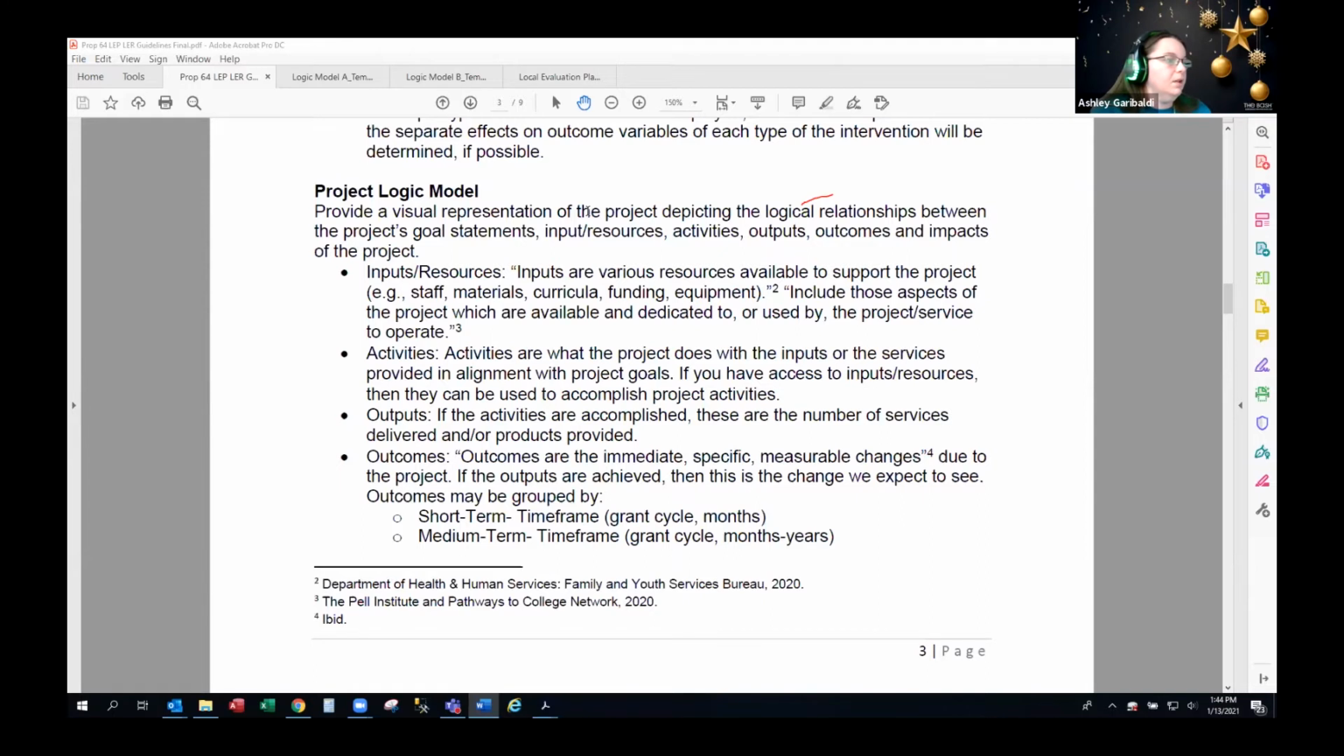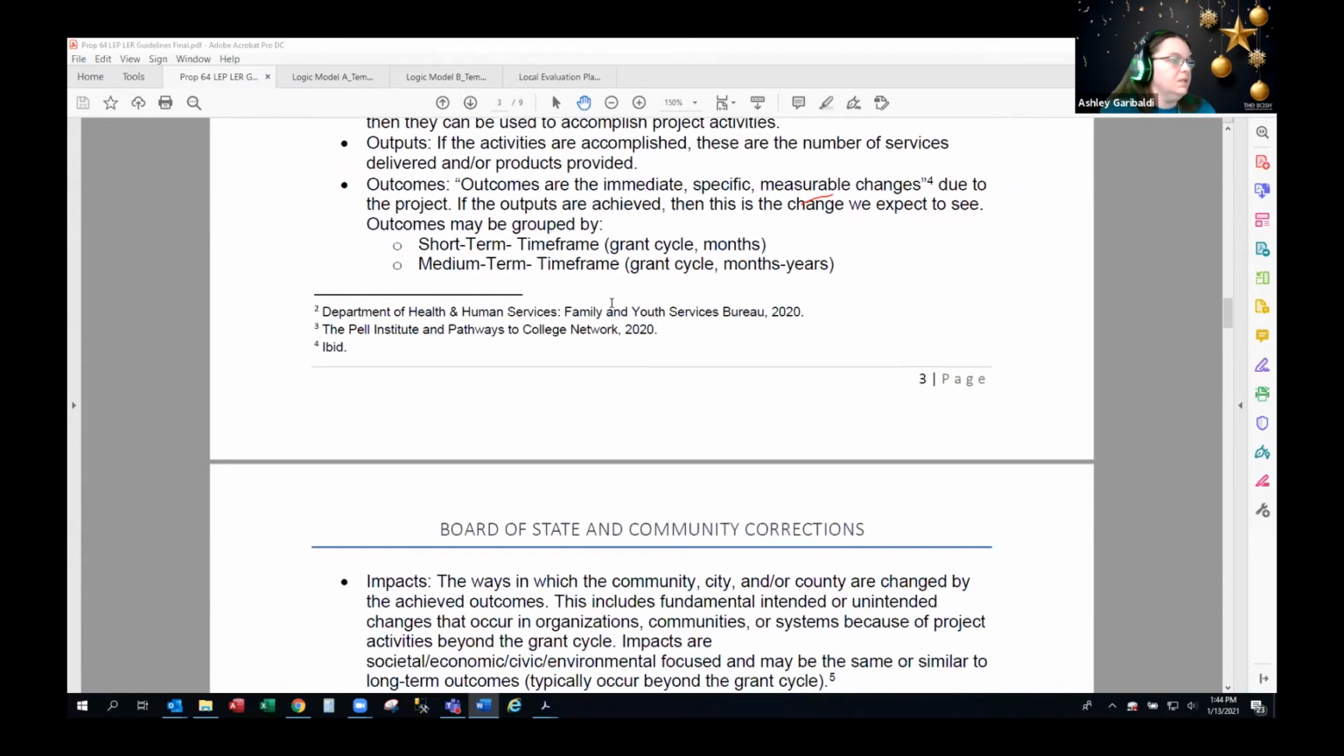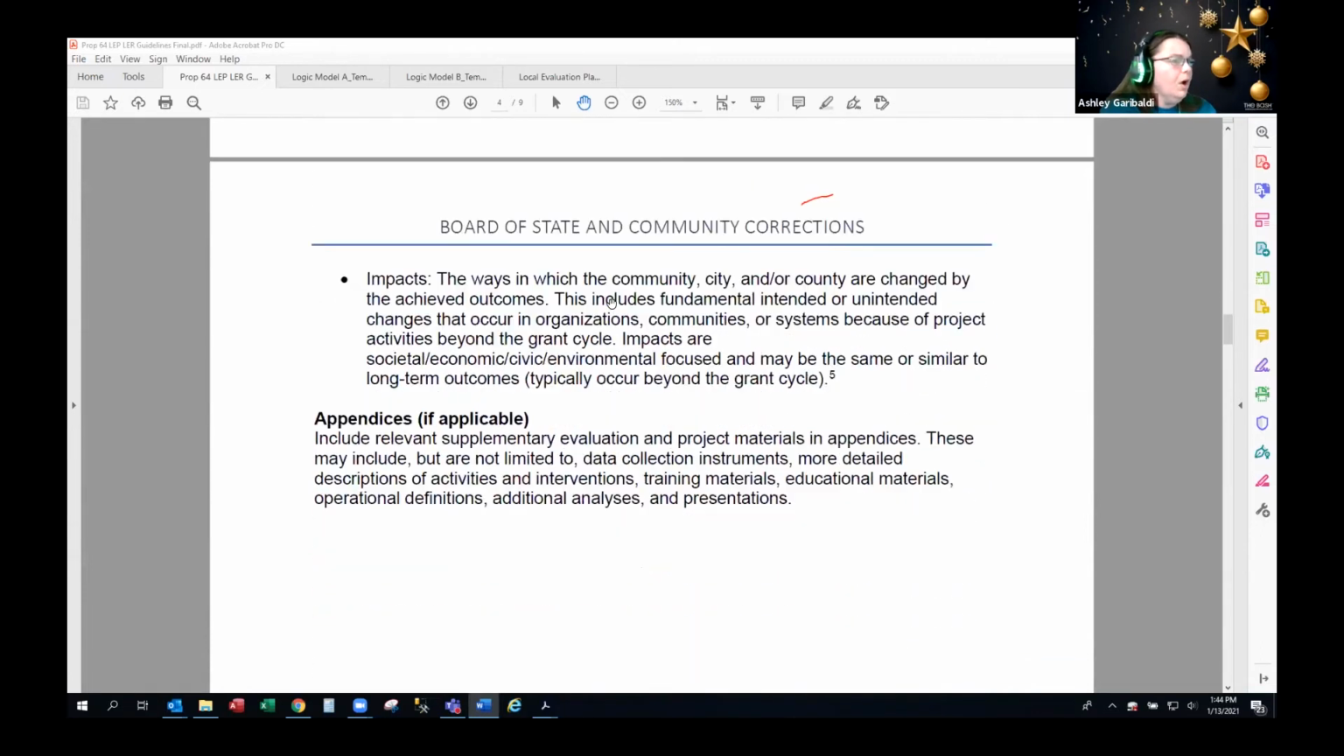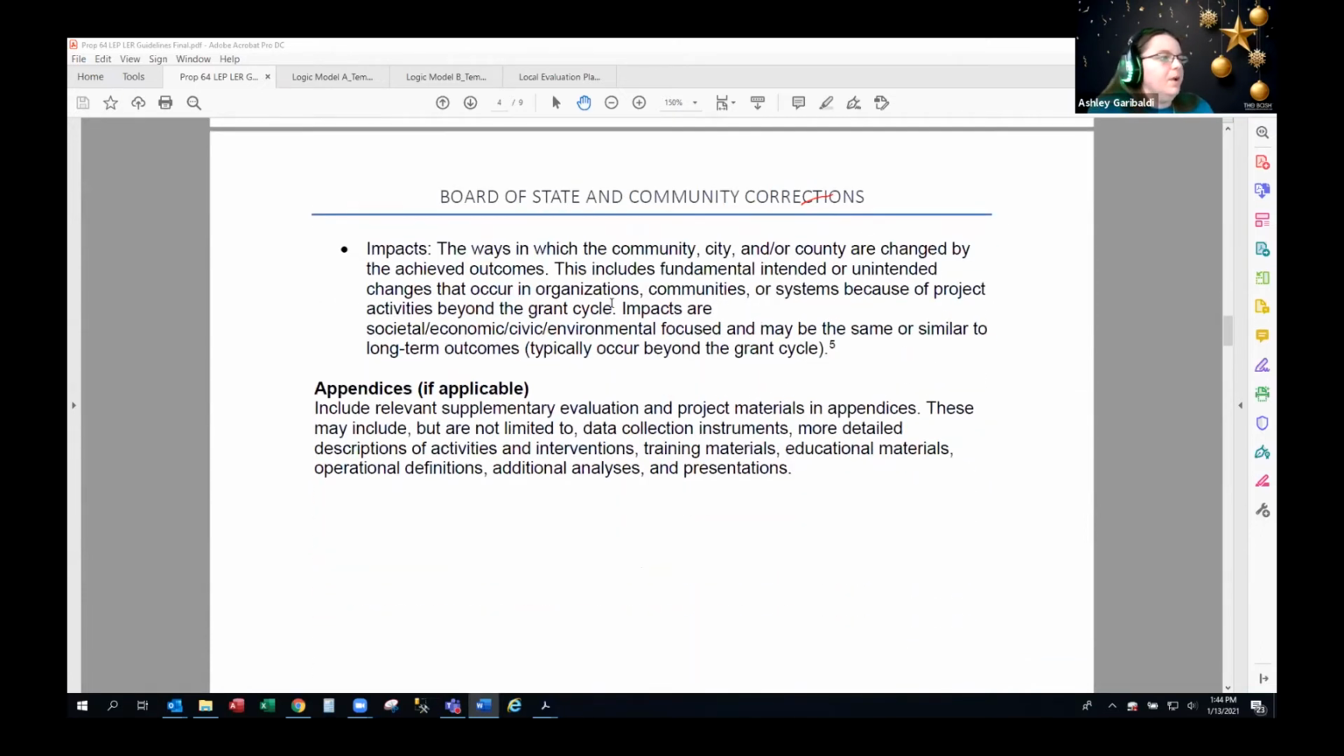So we can group them in short-term, medium-term, and long-term outcomes. And typically long-term are known as impacts, in the ways in which the community, city, and/or county are changed by the achieved outcomes. So this could include fundamental unintended or intended changes that occur in organizations, communities, or systems because of the project activities beyond the grant cycle. Impacts are societal, economic, civic, environmental focused, and may be the same or similar to long-term outcomes.